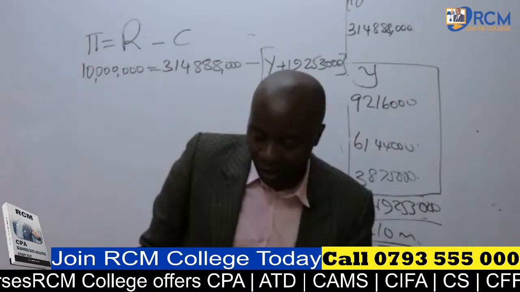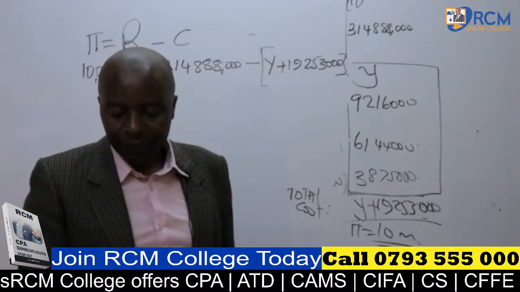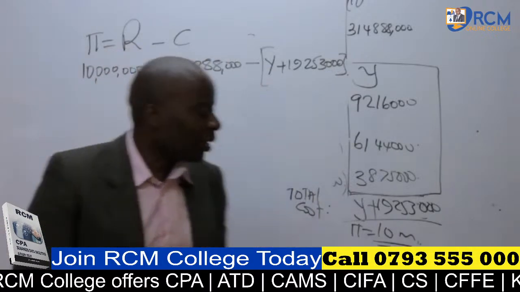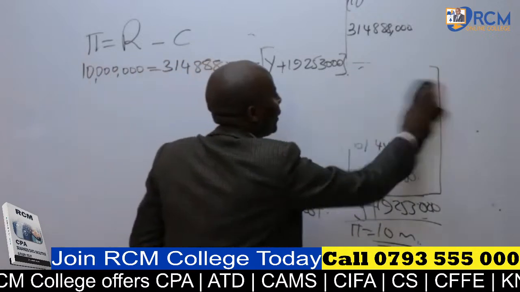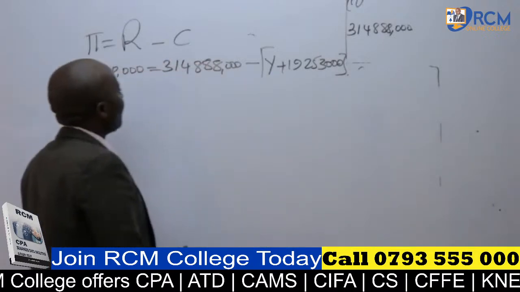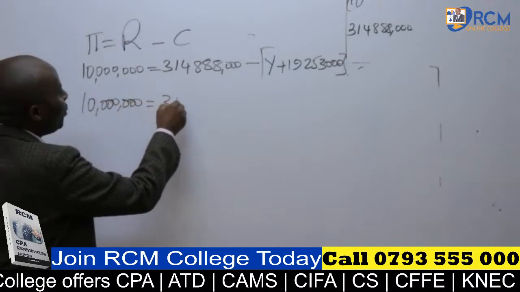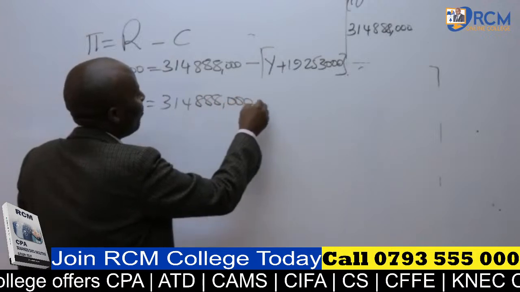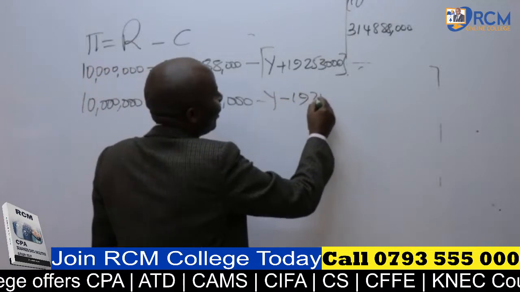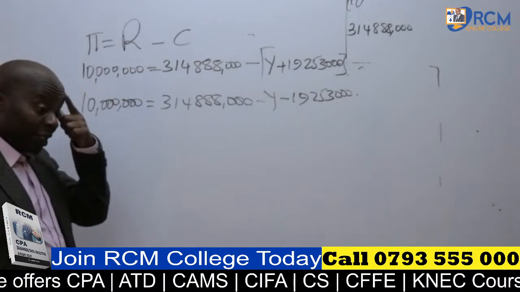The moment you make y the subject of the formula, then straight away, ladies and gentlemen, you will have finished the entire thing. So we have here 10 million shillings equals 314,888,000 minus y, because of this minus, we expect the terms there to change, minus 19,253,000. Right? So please make y the subject of the formula.